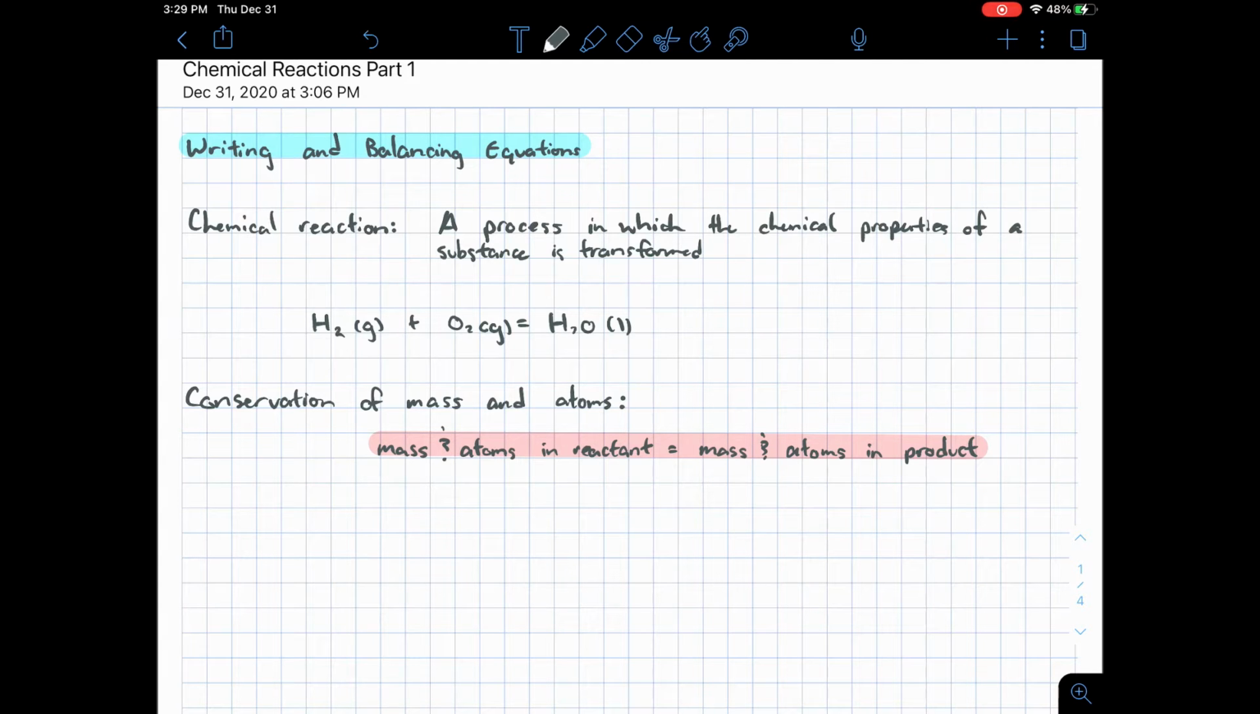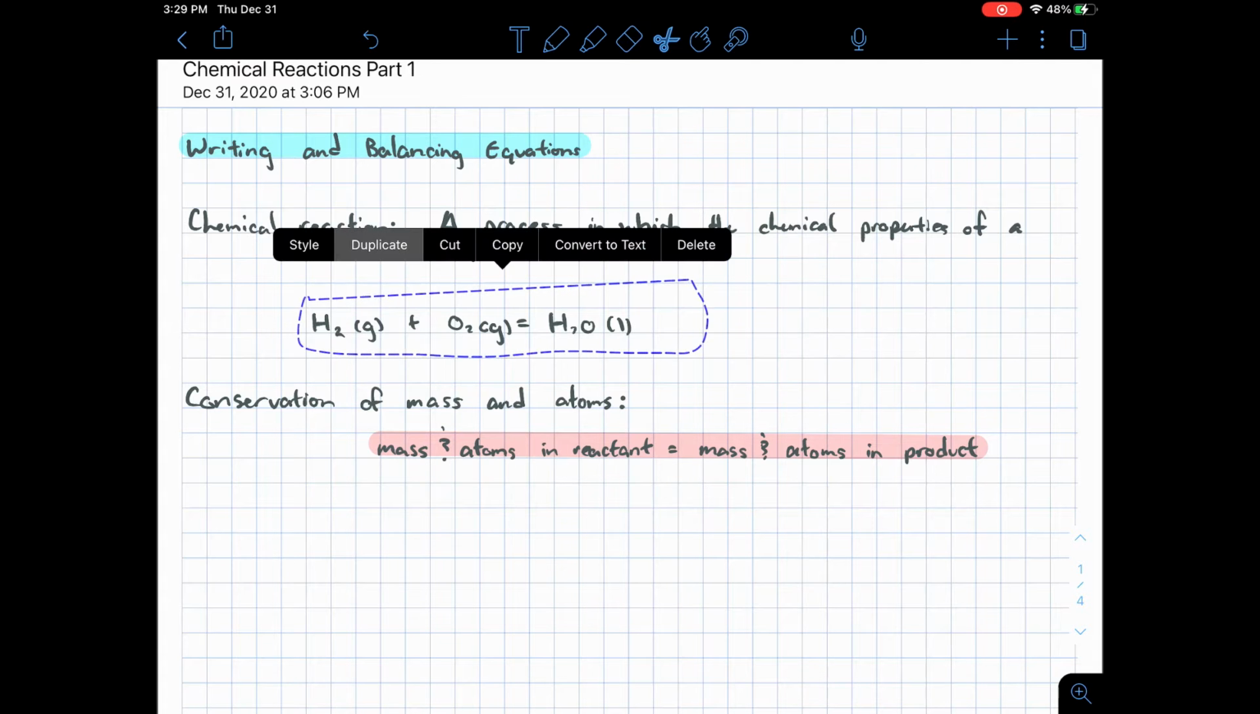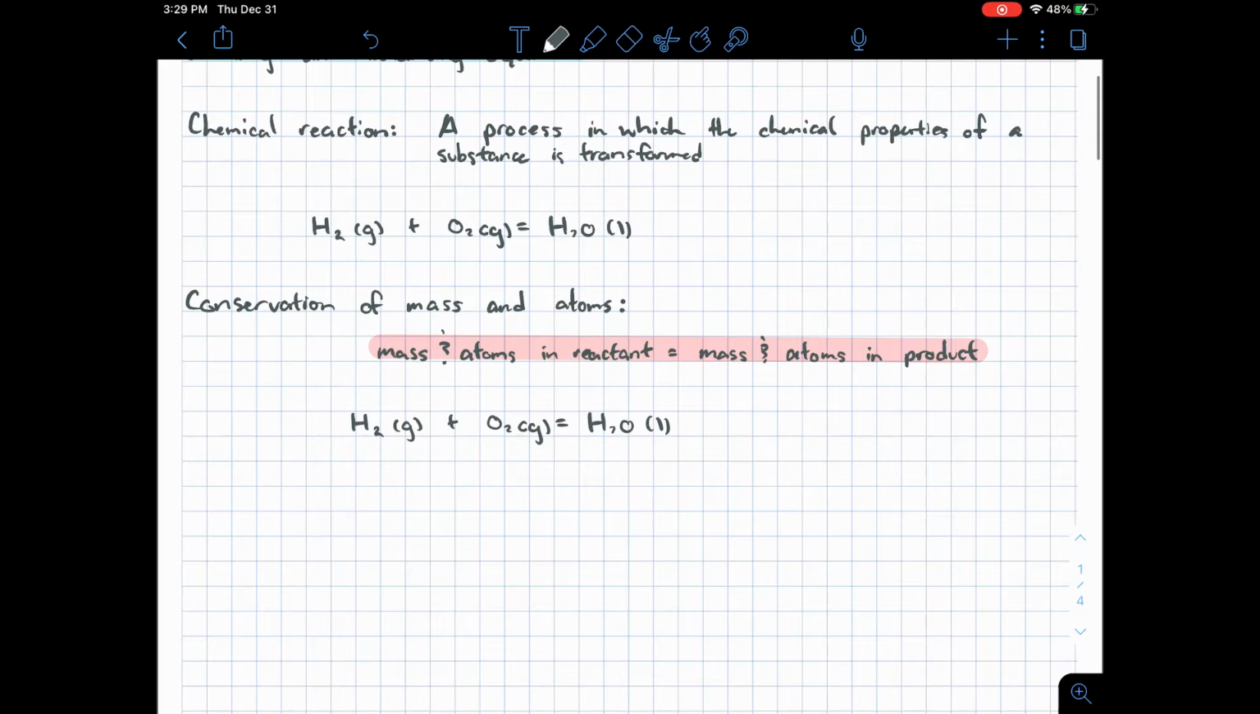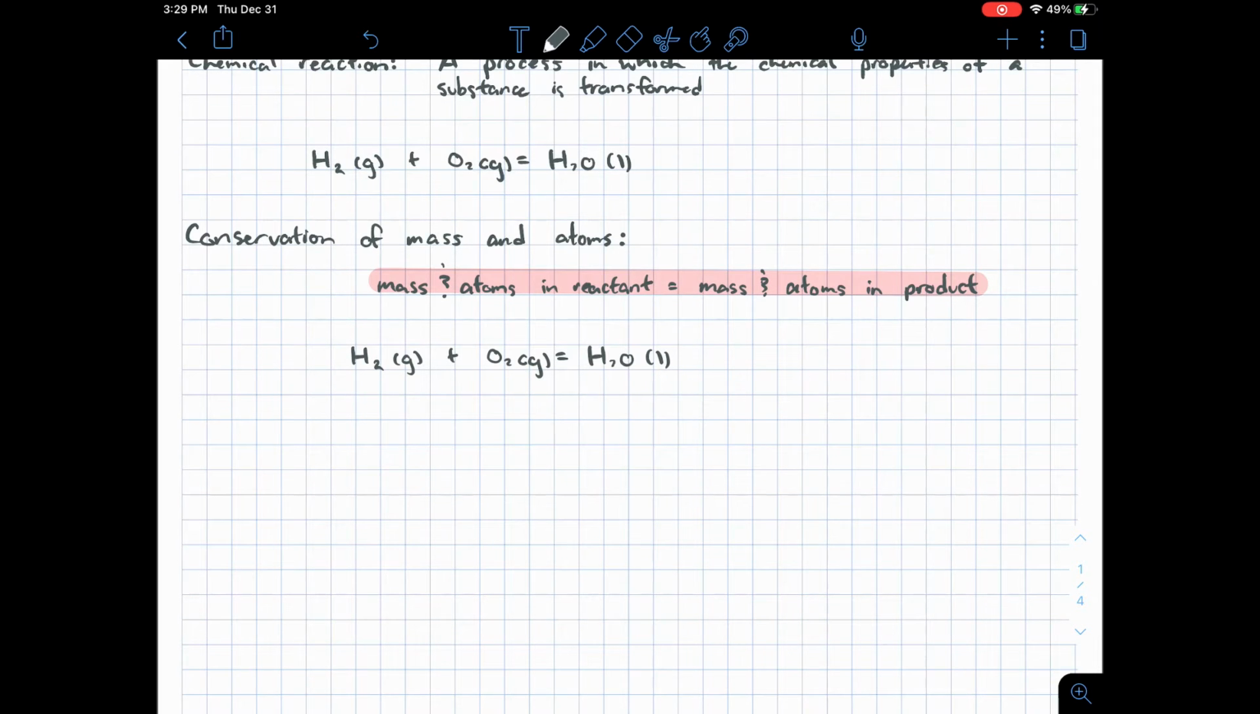Well, let's go count how many of each atom is in the reactant and in the product. Okay, so if you look in the reactants here, there are 2 hydrogen atoms and 2 oxygen atoms, whereas in the product section, we have 2 hydrogen atoms and 1 oxygen. So, how do we resolve this?